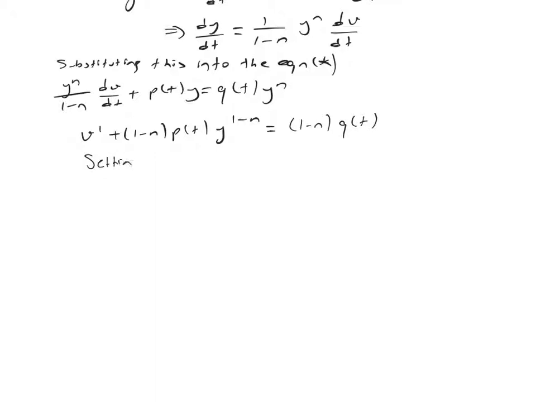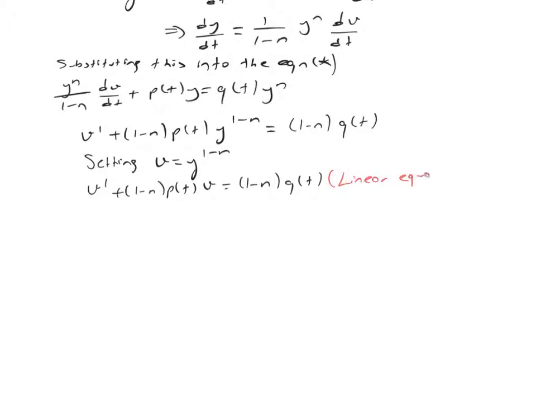Setting v is equal to y to the 1 minus n, we get v prime plus 1 minus n p of t times v is equal to 1 minus n times q of t. And this is a linear equation. So we converted a nonlinear equation into a linear equation by making a change of the dependent variable. And that's what Bernoulli equation is. And let's solve an example.